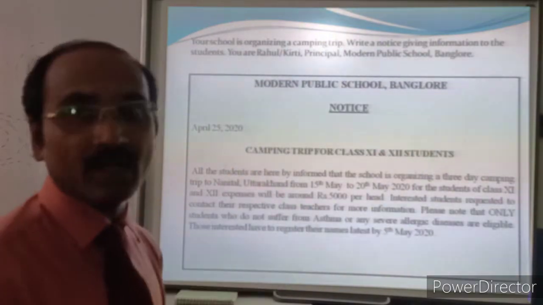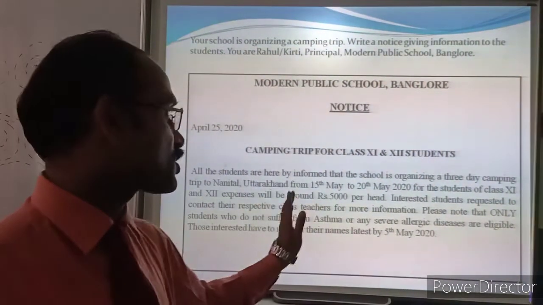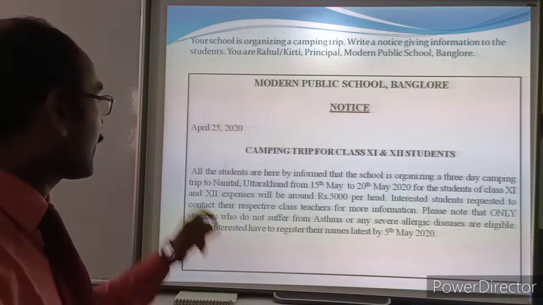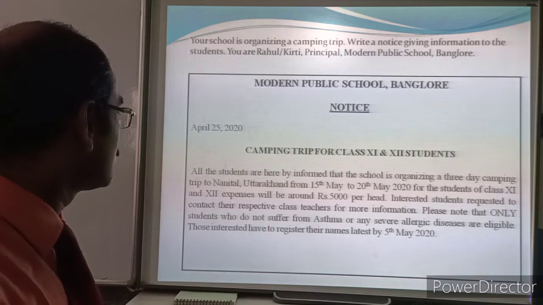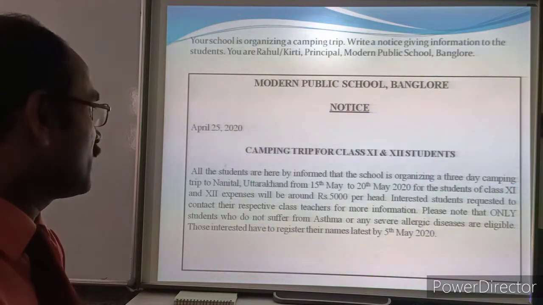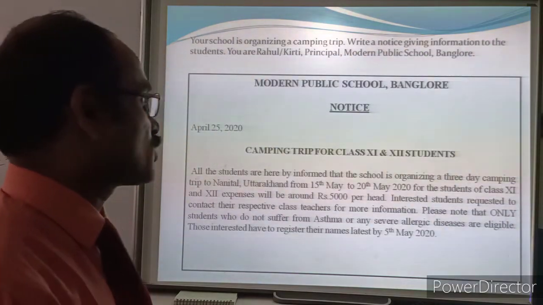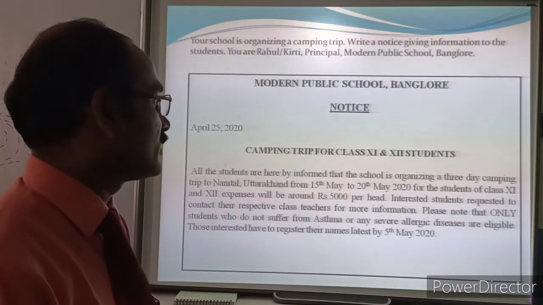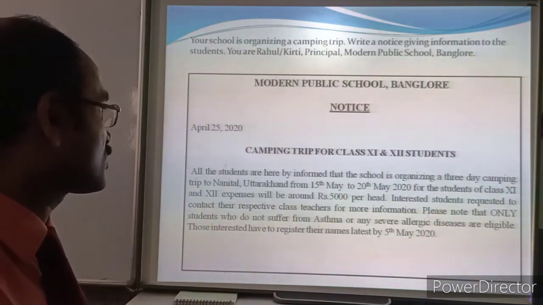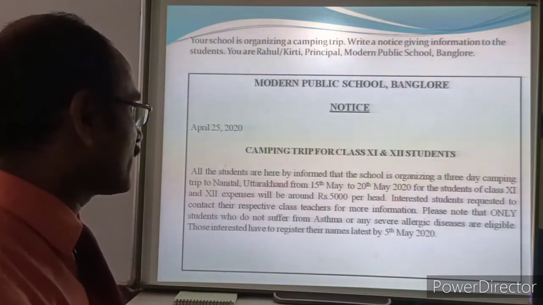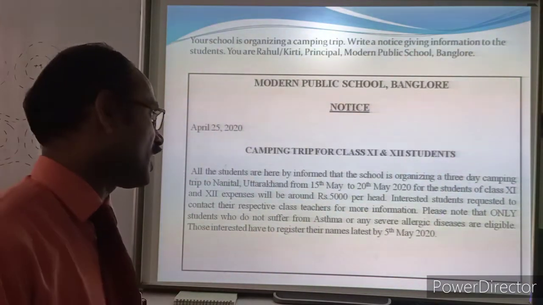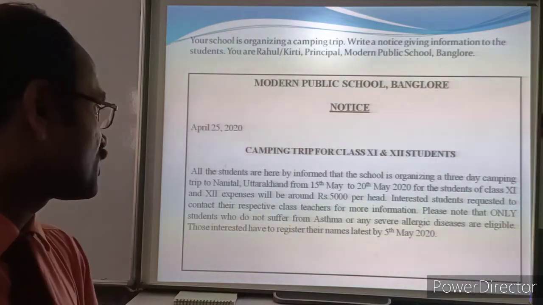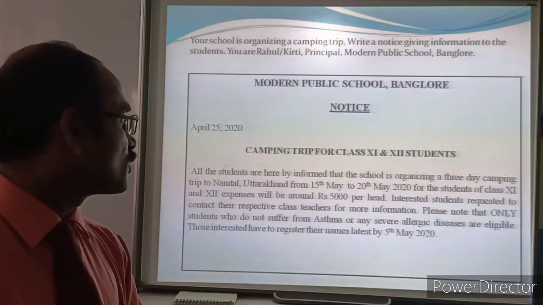Then the body, that is the main content, the message of the notice. All the students are hereby informed that the school is organizing a 3-day camping trip to Nainital, Uttarakhand from 15th May to 20th May 2020 for the students of class 11 and 12. Expenses will be around 5,000 rupees per head. Interested students are requested to contact their respective class teachers for more information. Please note that only students who do not suffer from asthma or any severe allergic diseases are eligible. Those interested have to register their names latest by 5th May 2020.